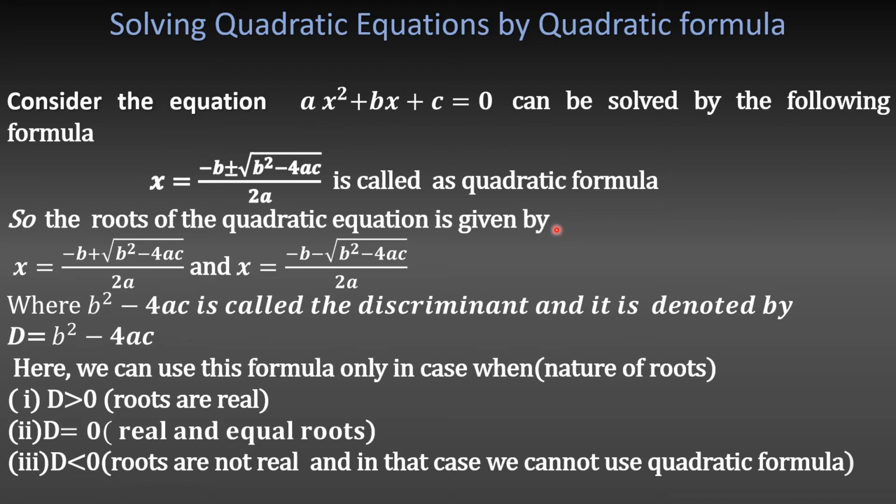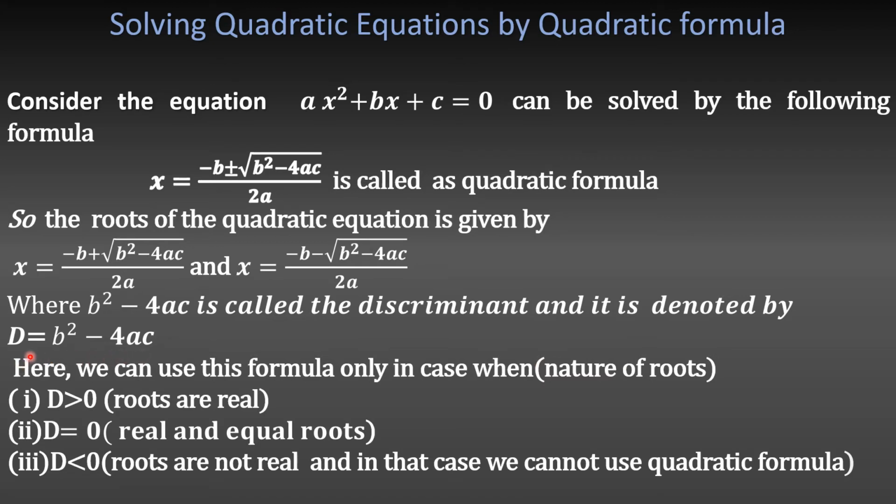Here we can separate the formula into two forms, as a plus minus sign is given. These are called the roots of the quadratic equation: x equals minus b plus under root b square minus 4ac upon 2a, and x equals minus b minus under root b square minus 4ac upon 2a. Here b square minus 4ac is called the discriminant and it is denoted by D. So D is equal to b square minus 4ac.